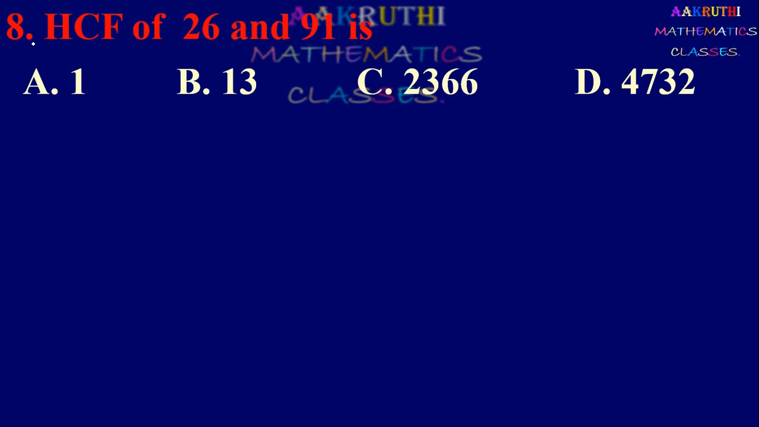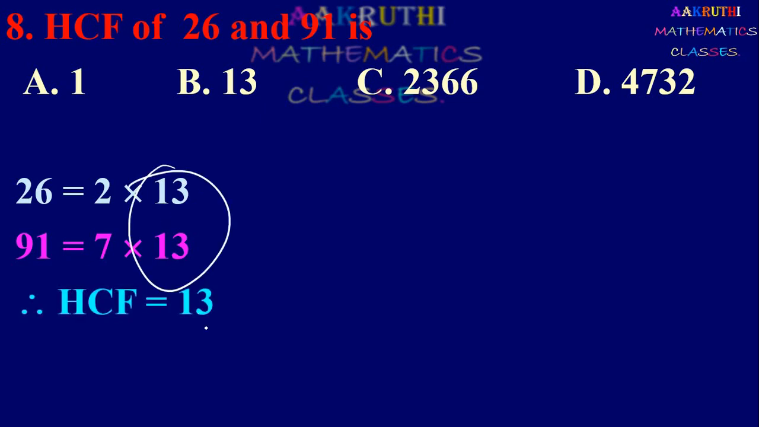So next question, question number 8. HCF of 26 and 91 is. Here we have to use the prime factorization method. So 26 can be written as 2 into 13 and 91 can be written as 7 into 13. And here the common factor is 13. So therefore, HCF of 26 and 91 is 13, which is option B. So here we have to use the prime factorization method to find HCF, which is 13 here.